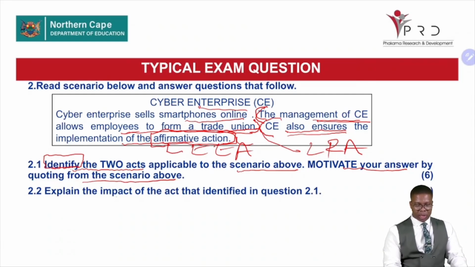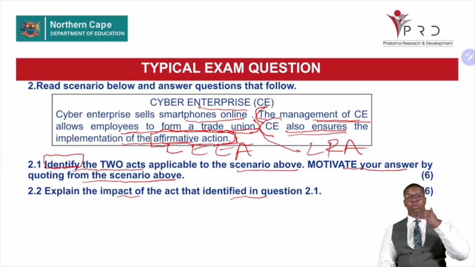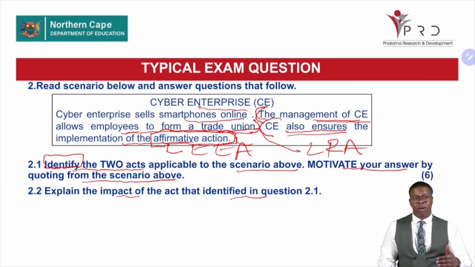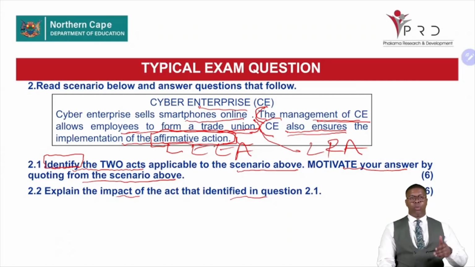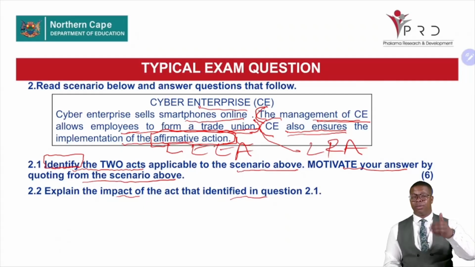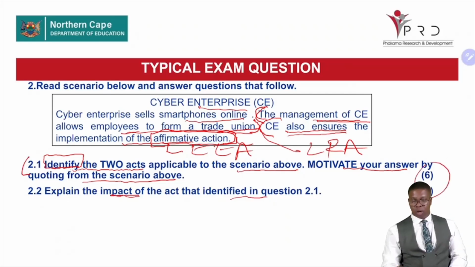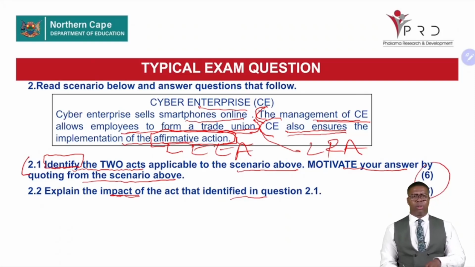And then 2.2, explain the impact of the act that is identified in question 2.1. So this is the follow-on question. So it becomes very, very important for you to know how to identify from the scenario, because you'll have a follow-on question which is dependent on how you identify from the scenario. So for instance, if you fail to identify the correct act from the scenario in this question, it means you're going to explain the impact of the incorrect act, which will mean you'll lose 12 marks. So that you should avoid.